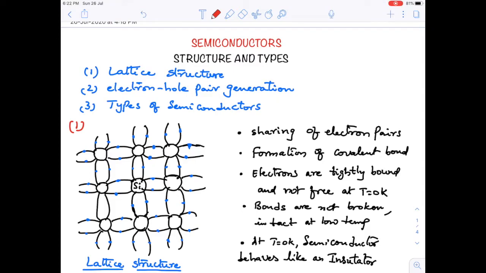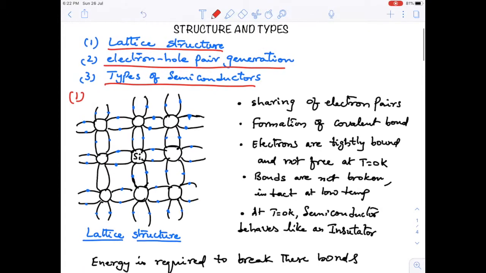Welcome to my channel. In this video, we are going to see the structure and types of semiconductors. So in this video, I will be considering first lattice structure, then I will discuss what is electron hole pair generation, and then towards the end we will discuss types of semiconductors. Now let us see the lattice structure.